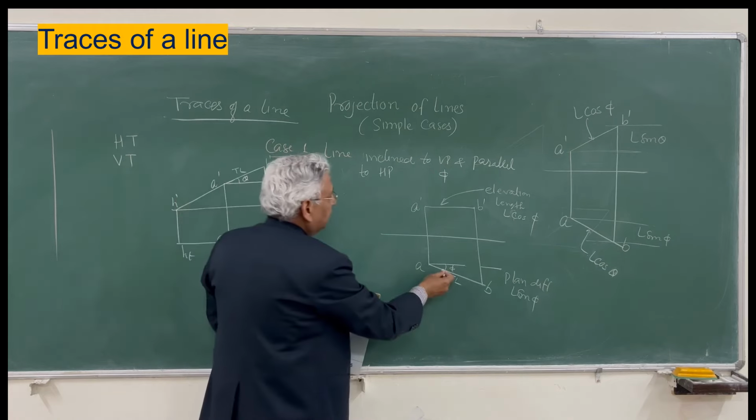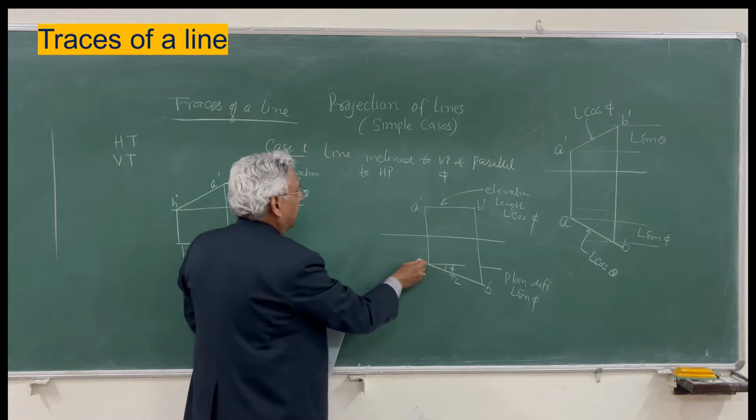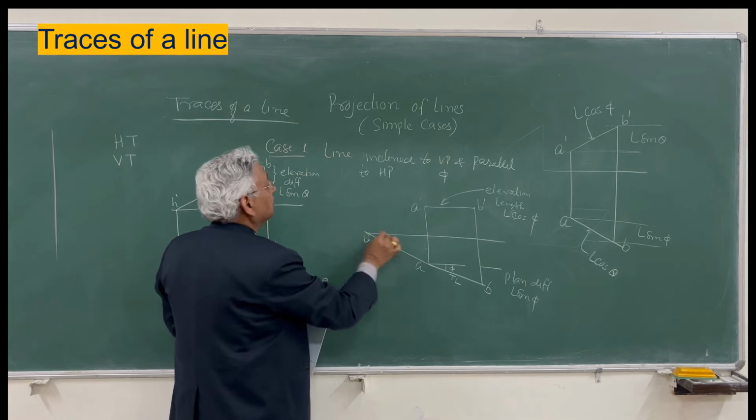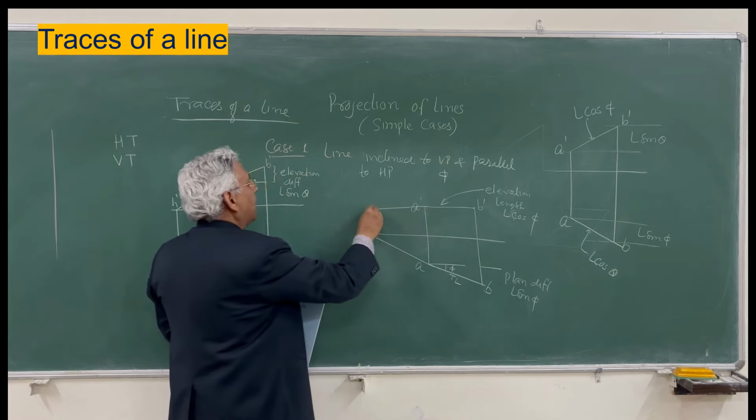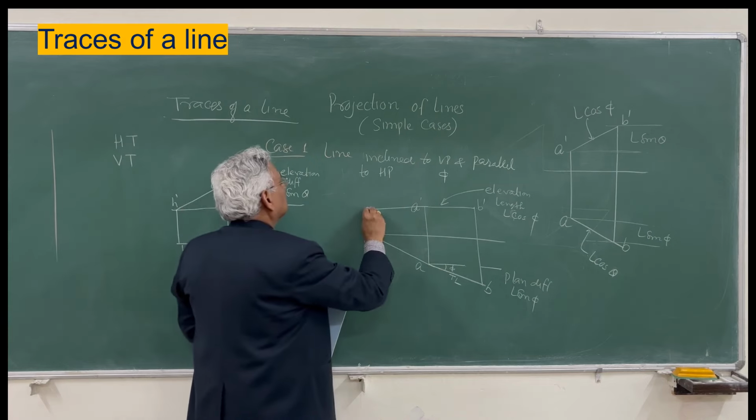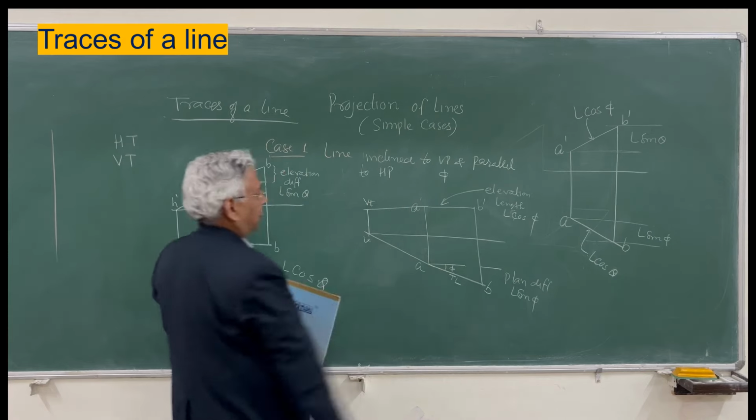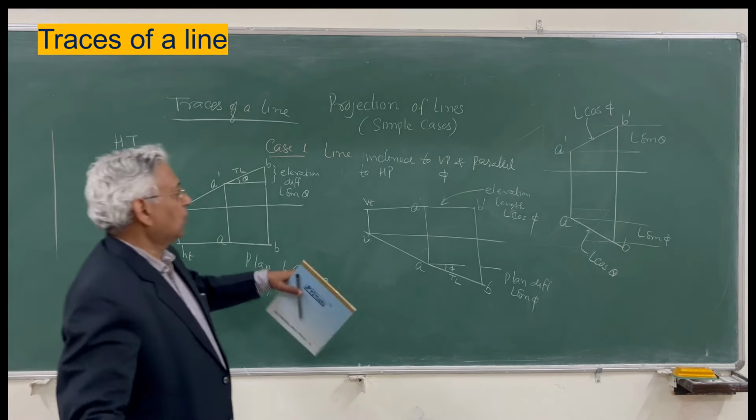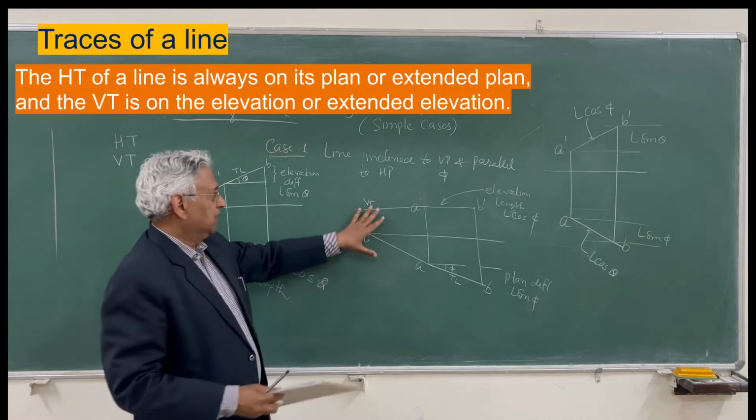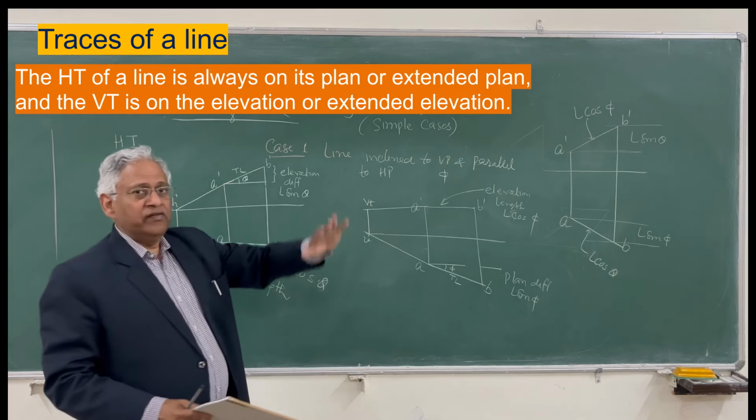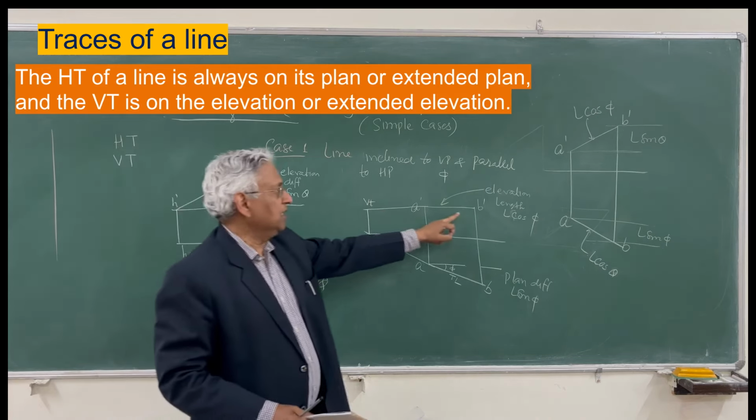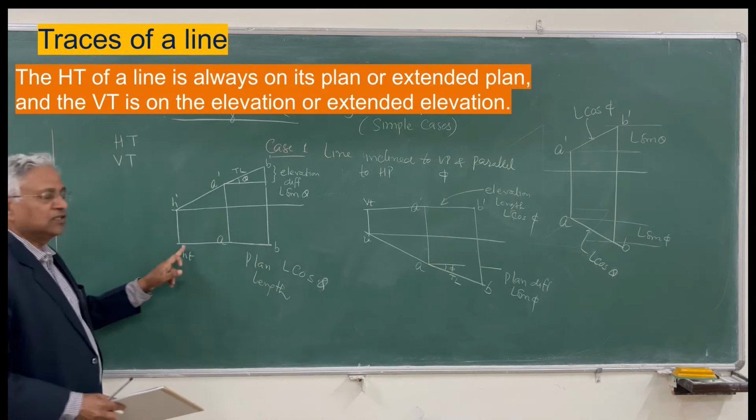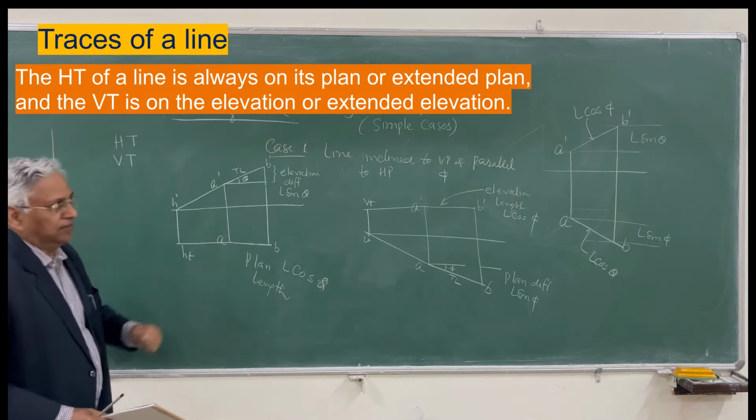So again here, if you extend this plan here, you get a point here, this is V. Vertical trace of the line. Vertical trace of AB. So vertical trace is always on the elevation or extended elevation. Horizontal trace is always on the plan or extended plan.